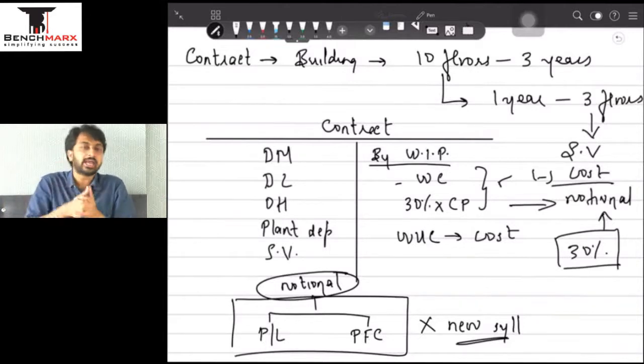Only complication can be to find the split of work certified and work uncertified. वो question के हिसाब से find करना पड़ेगा अपने को, ठीक है. So this was a simple refreshment of what contract costing was.